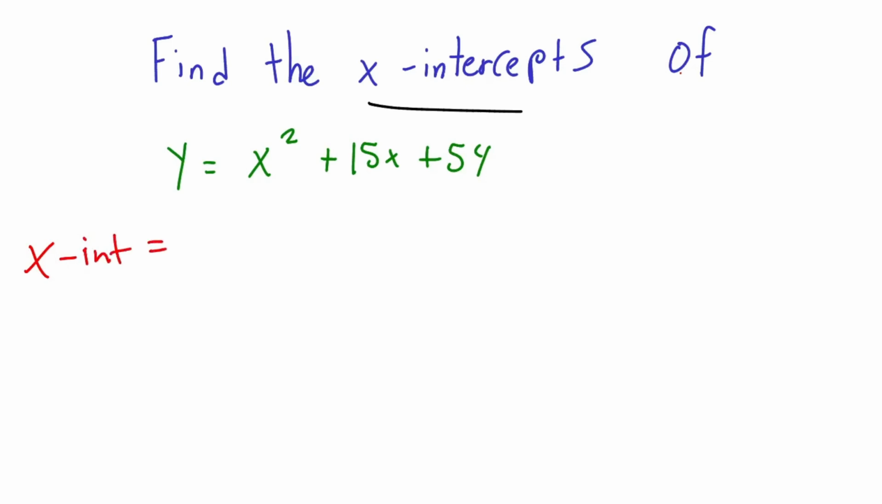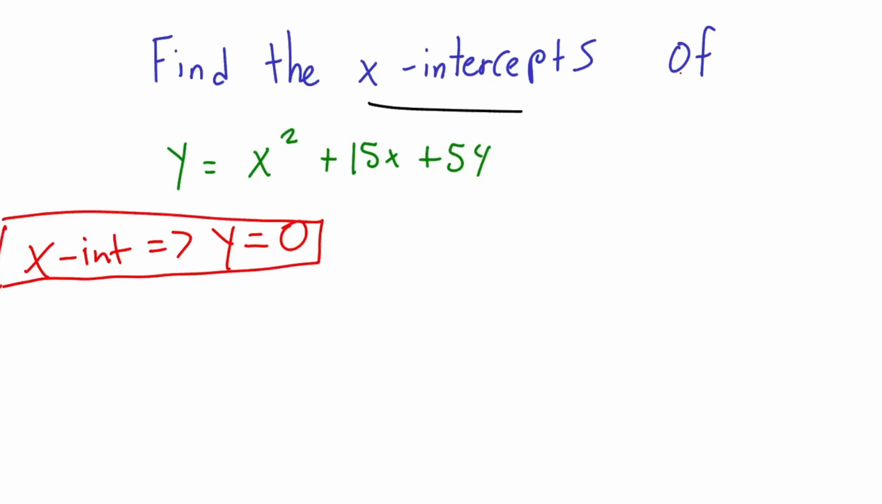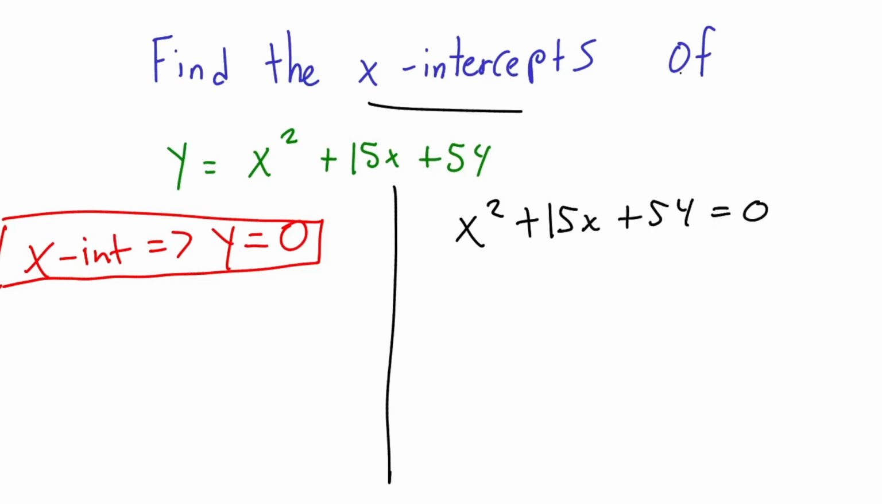is when our y is equal to 0, right? This is something important to understand. Our x-intercept happens when our y is equal to 0. In this case, let's set it to 0 here. So we're going to put the line here as our x squared plus 15x plus 54 is equal to 0. All right, so now we've set our y to 0. Let's get to solving it.